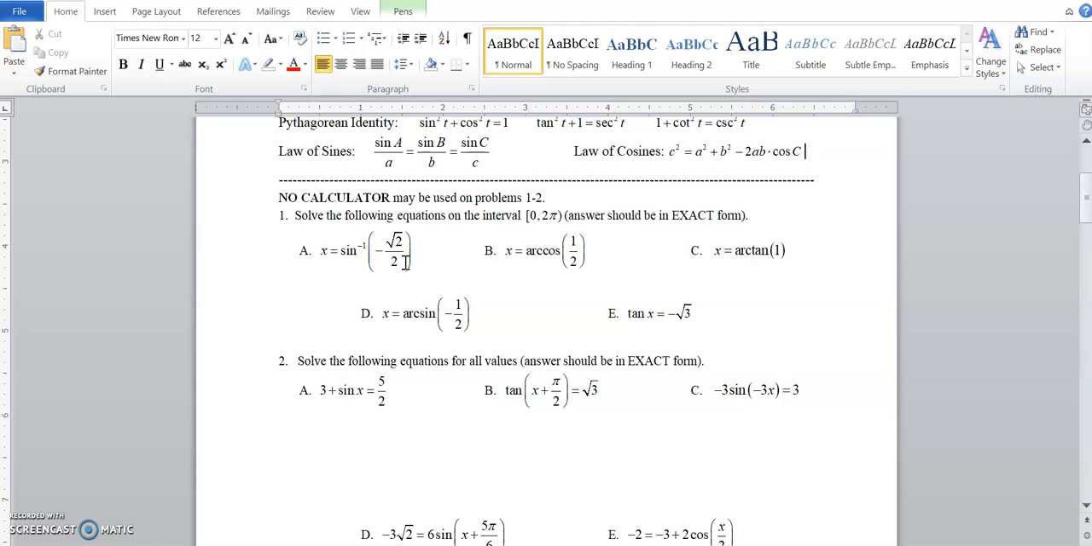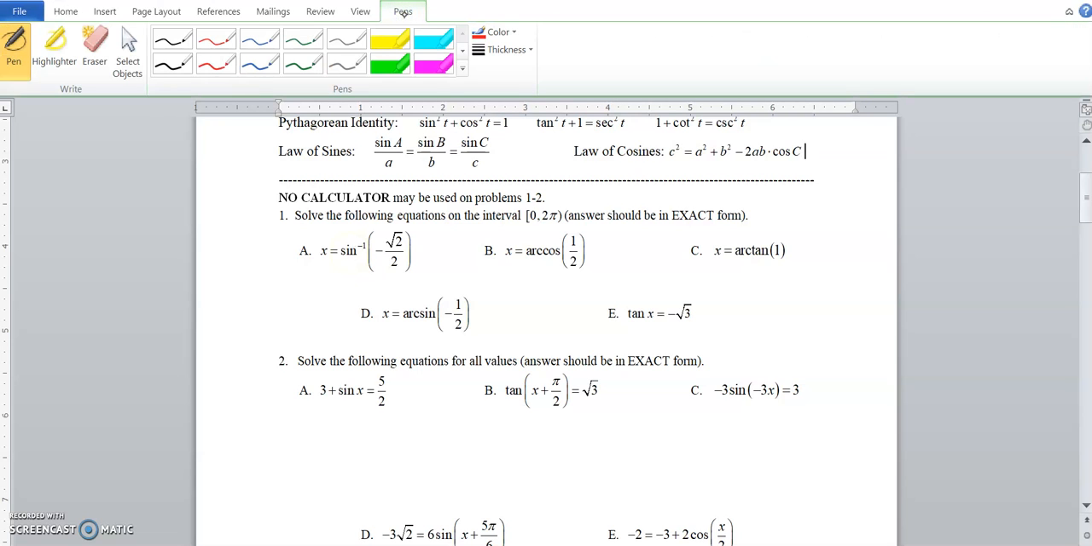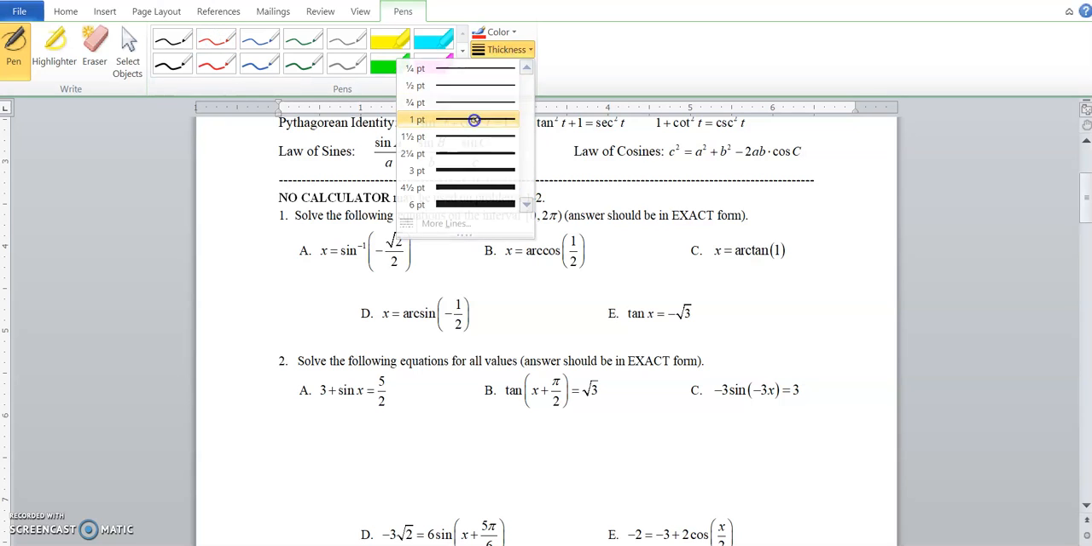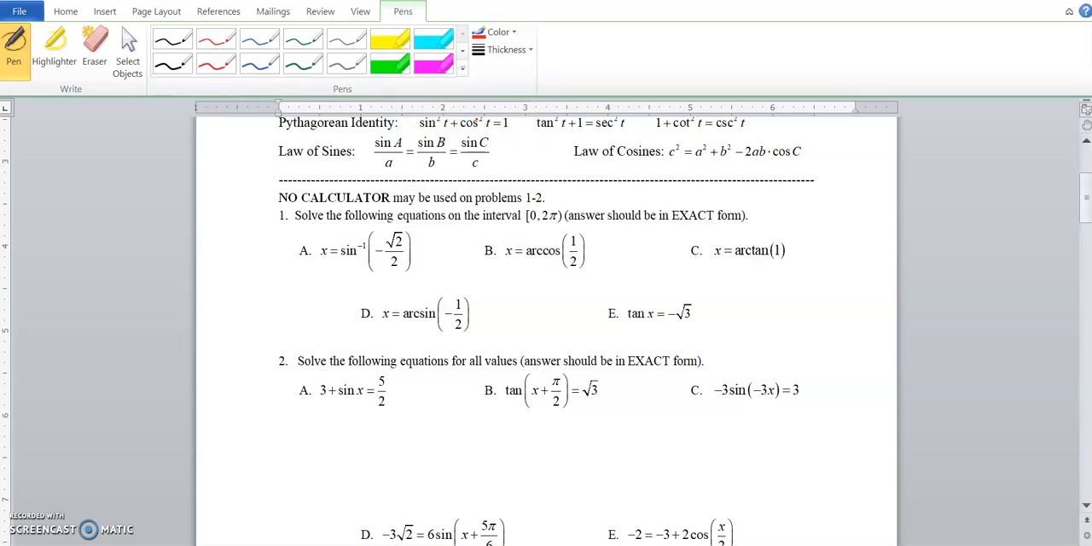So, for example, part A, number 1, sine inverse. It's asking what angle, because that's what sine inverse means, what angle on the unit circle would give me a y coordinate of negative square root 2 over 2. So here's the thing, negative values for sine. Remember sine, can I go up here? Never mind. I'll try and draw small over here.